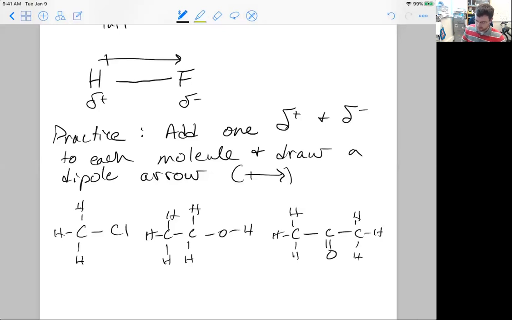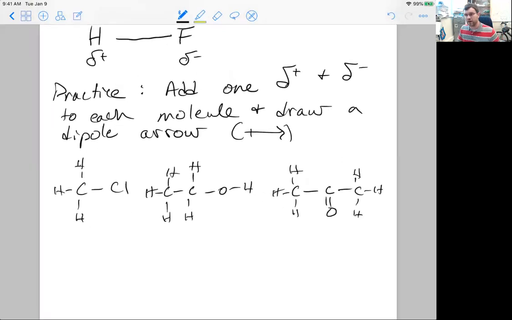Okay, so I want to add the delta plus and the delta minus to each of these structures, and then I want to add a dipole line. There are instances in these examples where you could show a couple of pairs of delta plus, delta minus, and a couple of arrows, and I will typically just ask for one. I'm stalling so that you can pause the video if you want to give these a try. Okay, so how do I approach this?